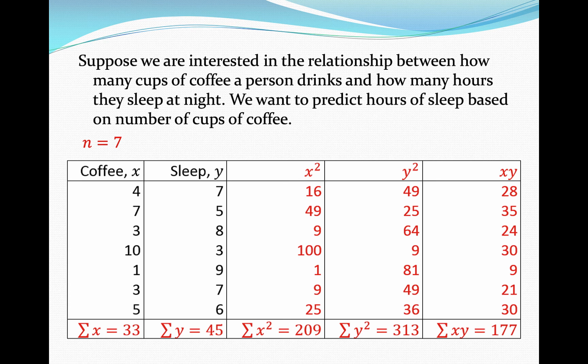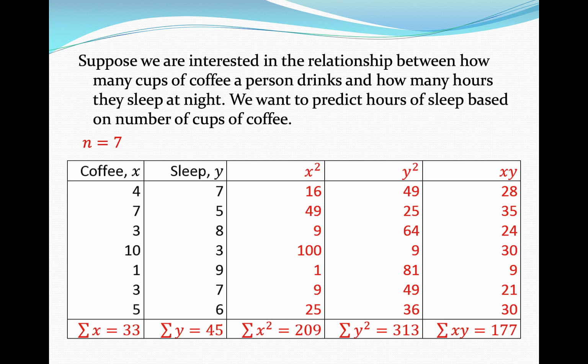And then once we create this table, we figure out what the sum of each column is, and that gives us the sums that we need. You can see at the top there, I also identified the sample size because we also need N. N is 7. There are 7 data points.